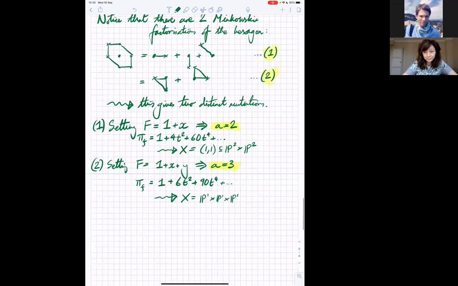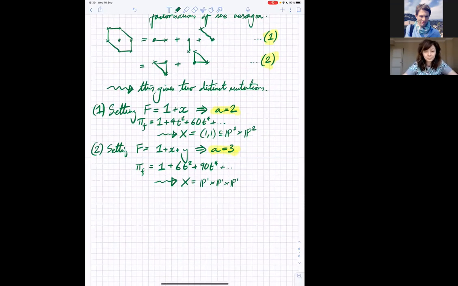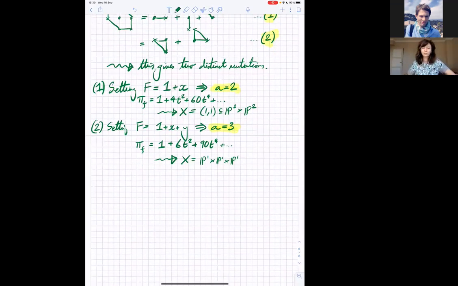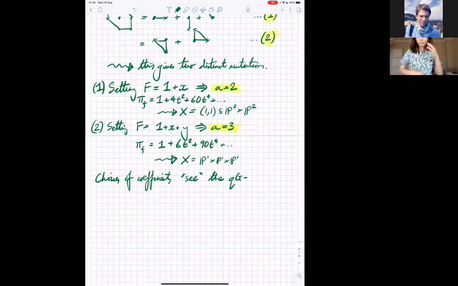Andreas and Judah, am I right that you discussed something similar to this this morning? You did it in the affine case. Right, okay, good. So what we're seeing here is that choices of coefficients somehow see the Q-Gorenstein deformation components. Okay.